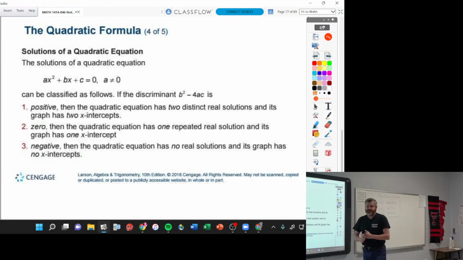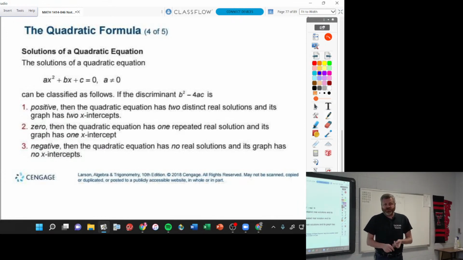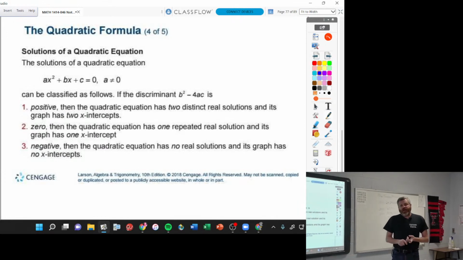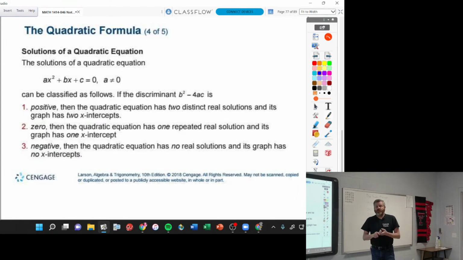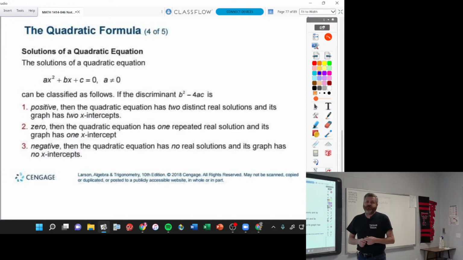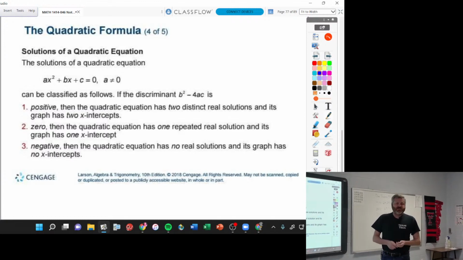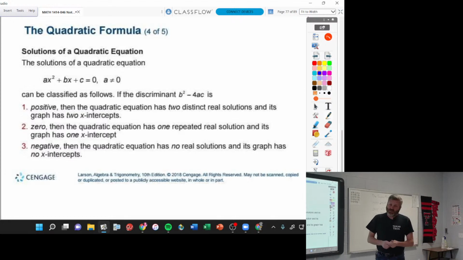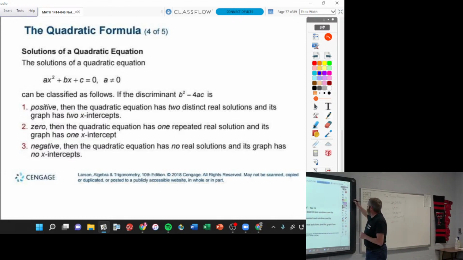If the discriminant is positive, a positive discriminant tells you that you will have 2 real roots to your problem. If the discriminant is 0, you will have 1 real root, and that would be called a double root because it's actually counted as twice. There's only one x-intercept for that graph. If the discriminant is negative, well, in the real world, we can't take a square root of a negative number. So if the discriminant is negative, we will have 2 complex roots. No x-intercepts.